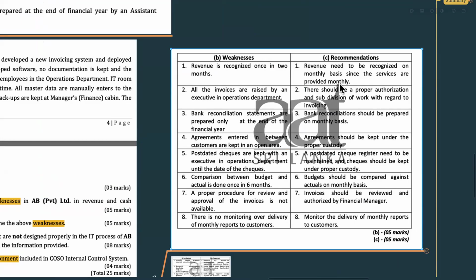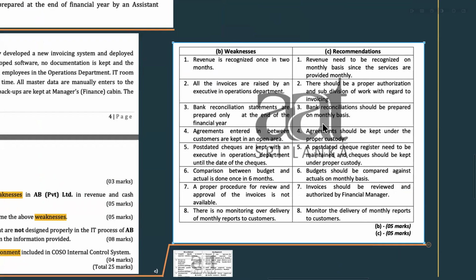Monthly, we are going to take the subscription amount, so we have to recognize the revenue also monthly. Second one, all the invoices are raised by an executive in the operation department. There should be proper authorization and subdivision of work with regard to invoicing. And bank reconciliation statements are prepared only at the end of the financial year. Again, problem. Bank reconciliation should be prepared on a monthly basis.